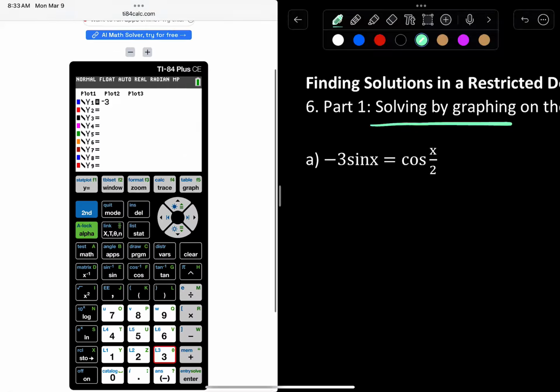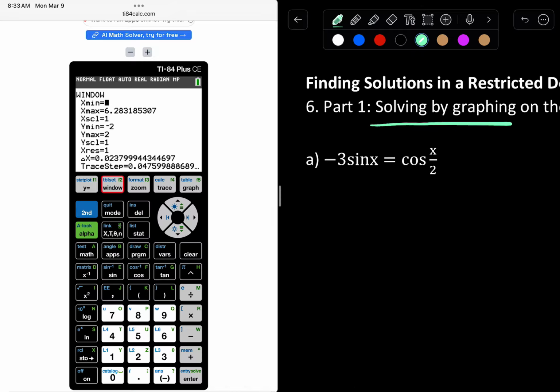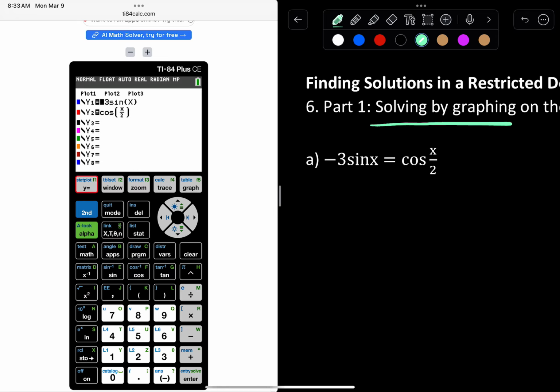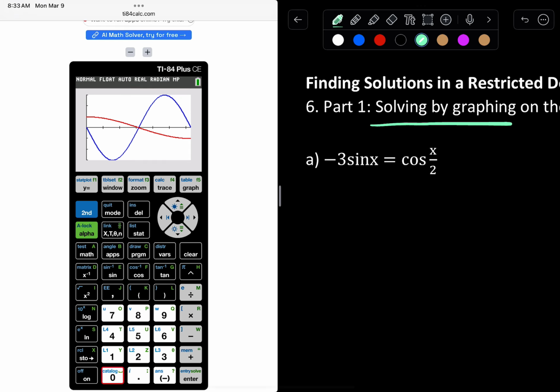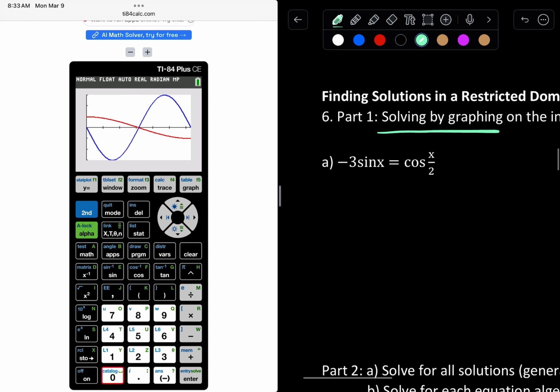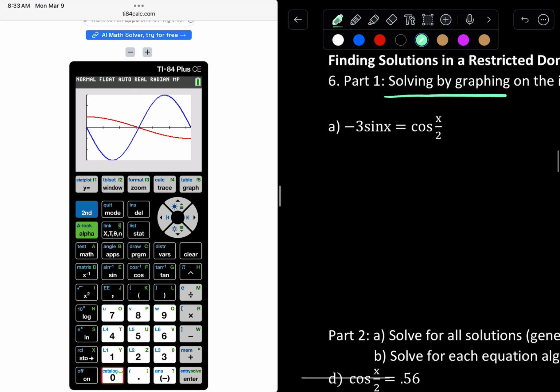type in -3 sine x. And then Y2, we have cosine of x over 2. And again, window should be 0 to 2 pi. And if I look, my sine has an amplitude of 3, which means I need to adjust my window. Or you can do zoom fit, which would work for this. So let's see what that looks like. So zoom 0. Okay, and that includes the extrema for the sine. Zoom fit will be an issue whenever you have asymptotes, but because I know sine and cosine do not have asymptotes, I can do zoom 0, and it will fix my vertical window for me.